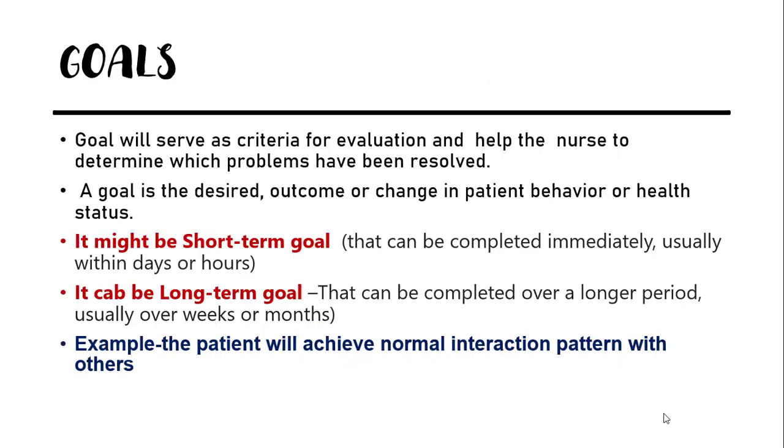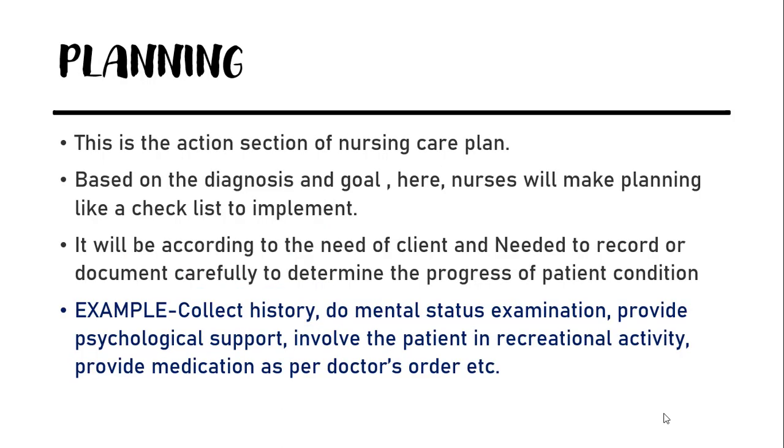So this is the problem. So what is the desired outcome? The patient will achieve normal interaction pattern with others. That is our desired outcome. So to get that desired outcome, we have to plan the things or make a checklist. That is the next column of your nursing care plan, that is planning.